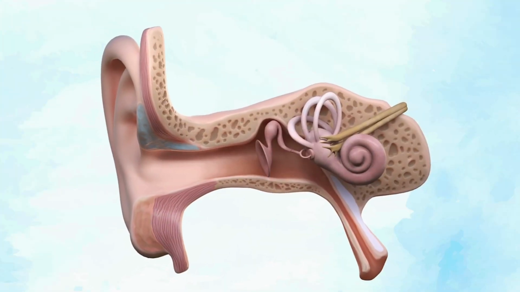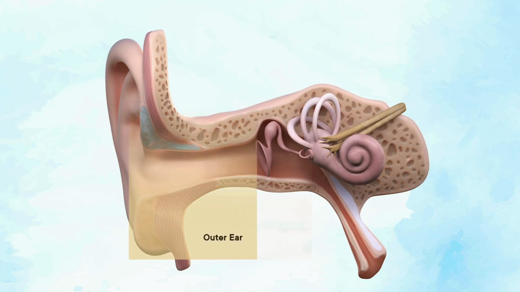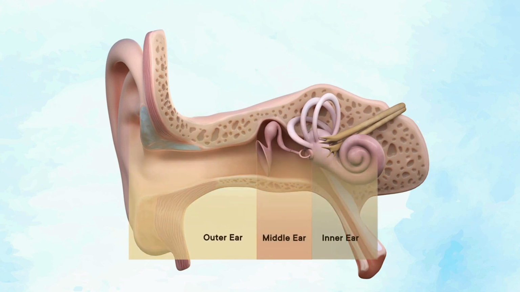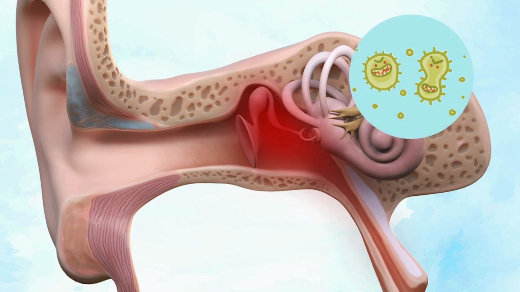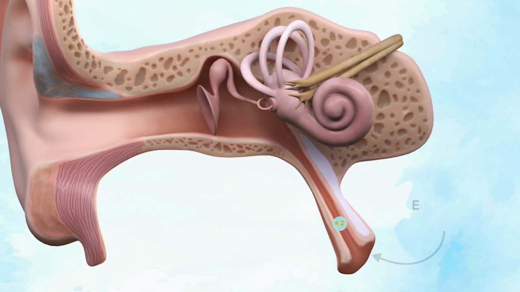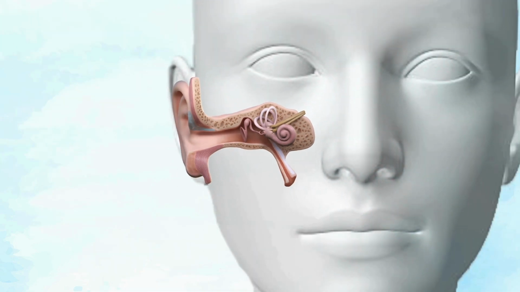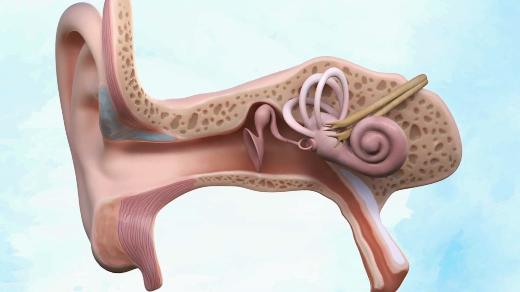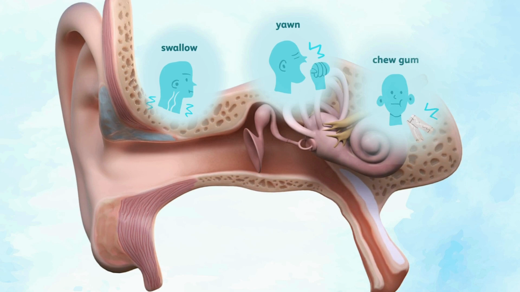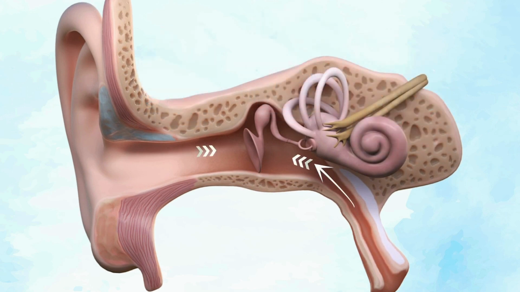The ear is made up of three parts: the outer ear, the middle ear, and the inner ear. Otitis media occurs when the middle ear becomes inflamed and infected, often due to bacteria or viruses. Bacteria or viruses can enter the middle ear through the eustachian tube, which connects the middle ear to the back of the throat. The eustachian tube is usually closed, but it opens when we swallow, yawn, or chew gum. This allows air to enter the middle ear and equalize pressure.